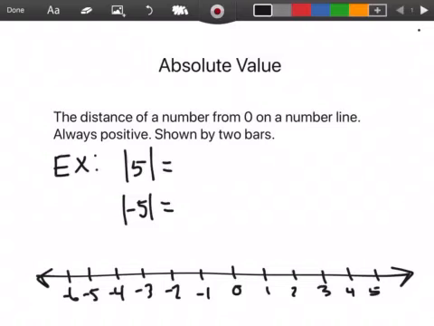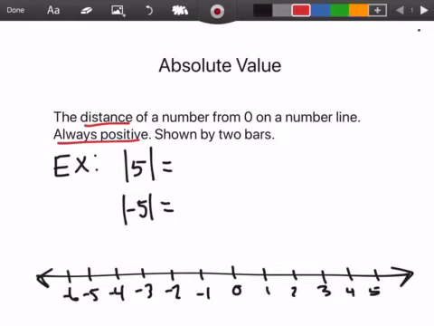Video is on absolute value. The definition of absolute value is the distance of a number from 0 on a number line. Now, because we're talking about a distance, your answer is always a positive number. Distance is a positive measurement. You're measuring how far something is, it's going to be a positive number. So all of your answers are going to be positive.